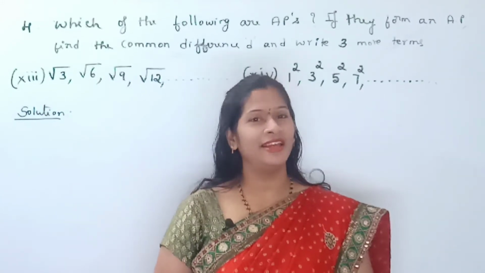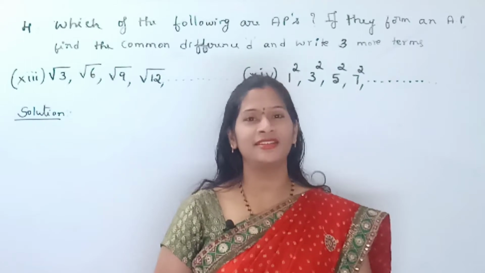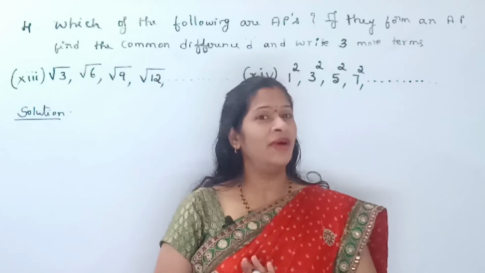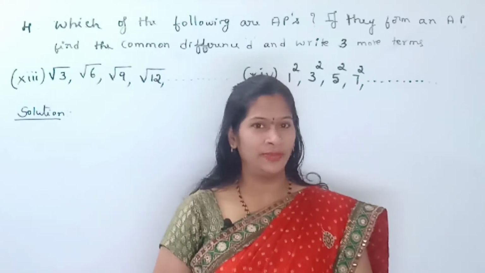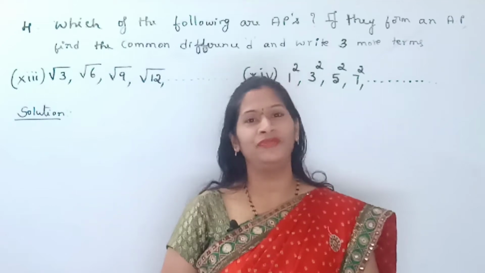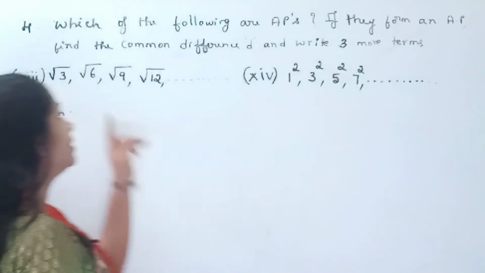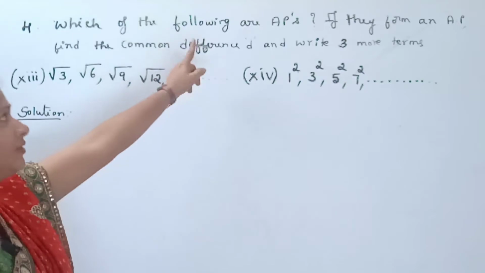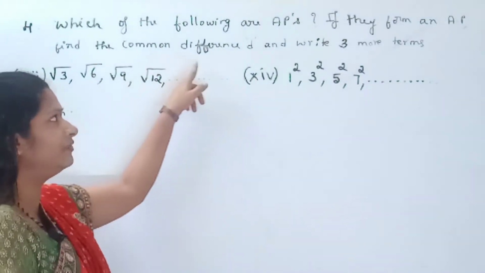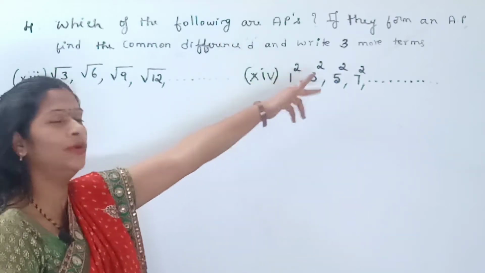Today we are on the edge of completing the first exercise problems on the chapter Arithmetic Progression. We have completed the 4th problem till the 12th problem. Today let us discuss the 13th, 14th and 15th problems. What is the question? Which of the following are APs? If they form an AP, find the common difference D and write the 3 more terms.